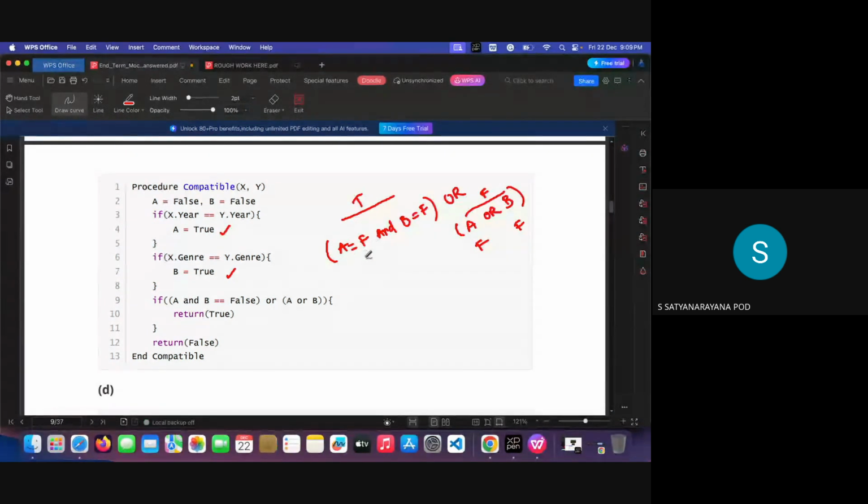Please check the condition. If my A value is false, B value is false. Is it clear? The condition they are checking is not false and false. They are checking whether my A value is false and B value is false. So then this condition is true. Is it right or wrong? They did not check if A and B. Have they checked A and B?